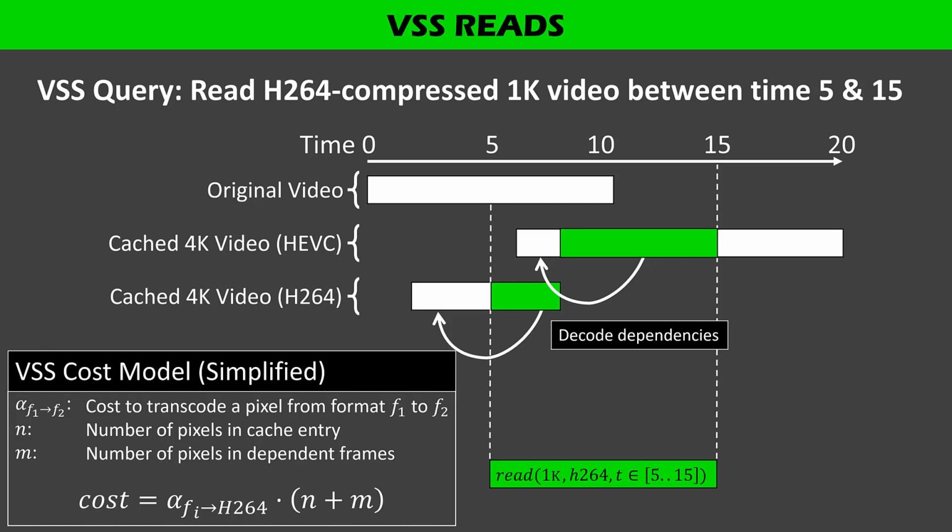But unfortunately, this M term means that our choice of any particular fragment to use in answering a read operation depends on what other cache entries we've selected. Because if we've already paid to decode those dependent frames, we don't want to pay a second time in computing the lowest cost result. And as such, it actually turns out this problem is NP complete. And because of this, VSS employs a solver to find an optimal solution to which cache entries it should leverage in producing an answer. And see the paper for more details on this.